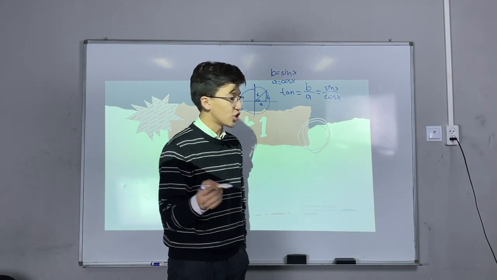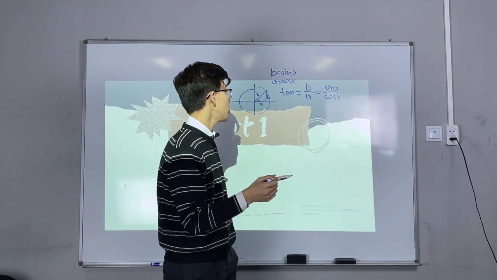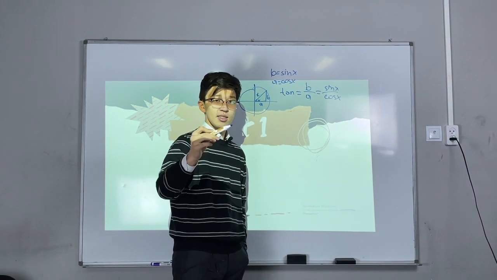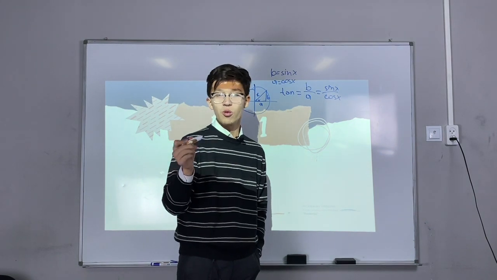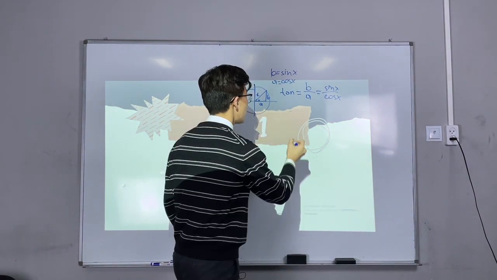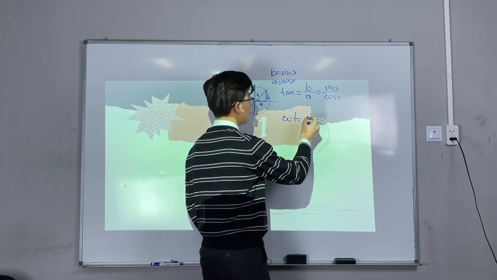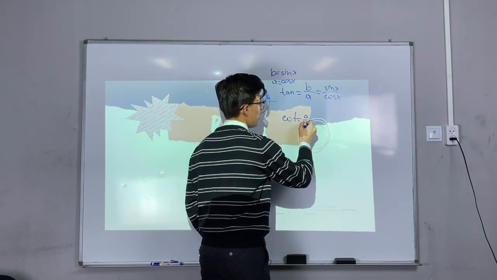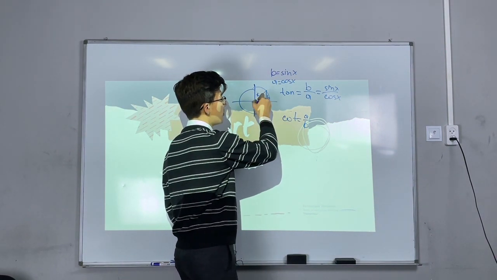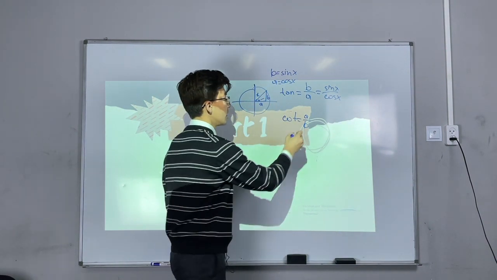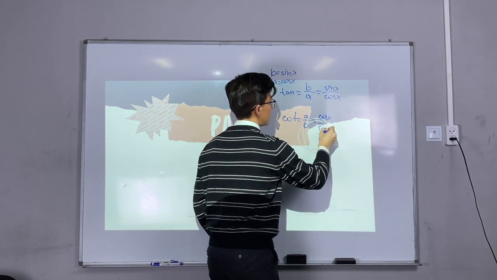But what about cotangent? We know that cotangent x is equal to the adjacent length of the triangle divided by the opposite length of the triangle. So we can write cotangent x equals A divided by B. This is the adjacent length, and this is the opposite length for our angle. And here we know it is cosine x divided by sine x.